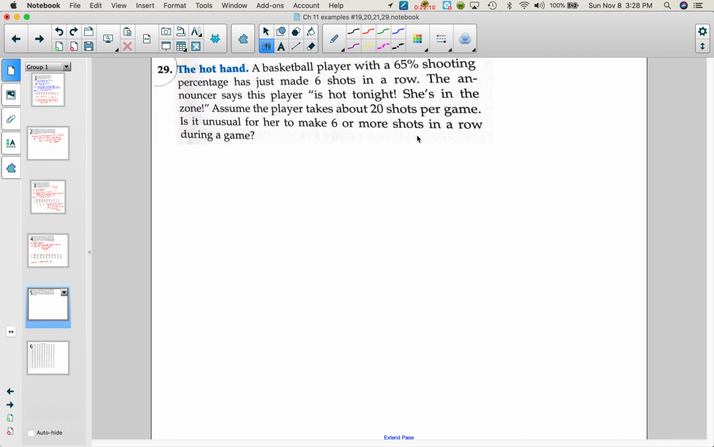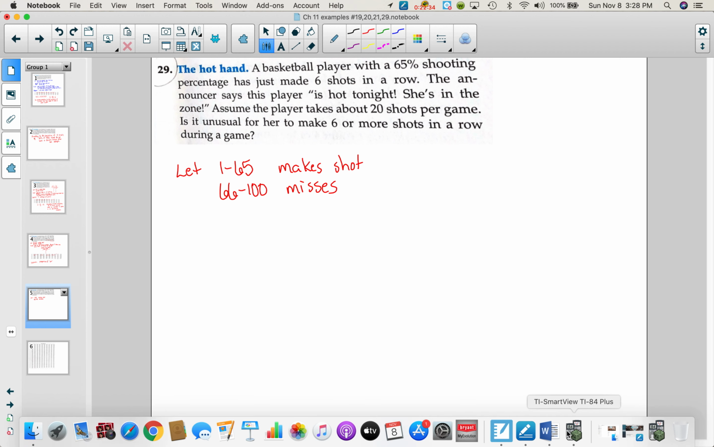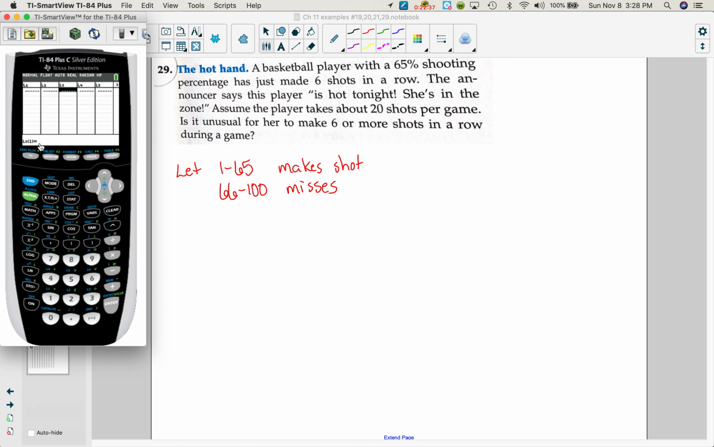I want to show you with a calculator how I would go about doing this. So if I'm using a calculator, I would let 1 to 65 be that she makes the shot, and 66 to 100 misses, because I don't have the requirement of trying to stick to 2 digits when I'm doing that. So with my calculator, I just cleared out my list, because I'm going to use the list here in just a minute.